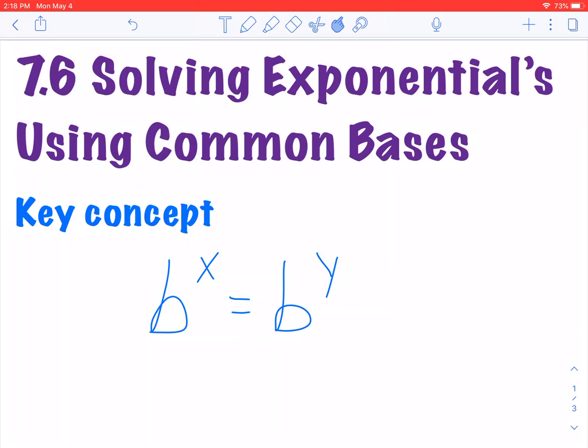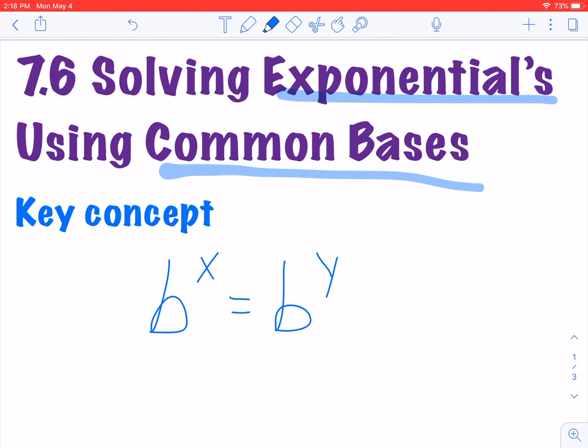For us now in this part of the chapter, we're going to be talking about solving equations. And to be more specific, in this section we're going to start talking about solving exponential equations. Further on down in this section, we'll talk about solving logarithmic equations. And when we're solving exponentials, we're going to have different strategies, and our focus today is going to be on common bases. So, solving with common bases is exactly what it sounds like.